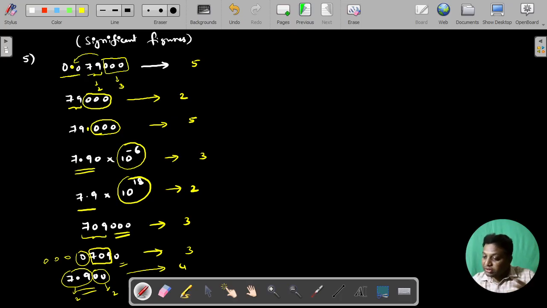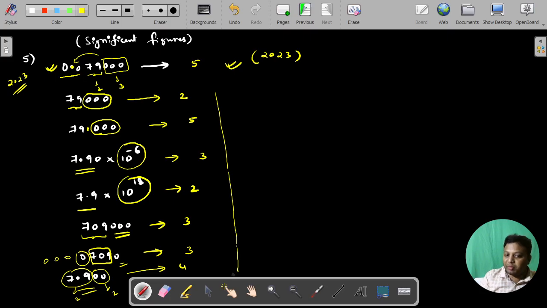I'll take some questions from previous year EAMCET exams which were asked based on this. So one question is, you have to write the number of significant figures. This itself is a previous year EAMCET question, asked in the 2023 EAMCET exam. Okay, so we may expect questions from other rules also. That's why I talked about them.